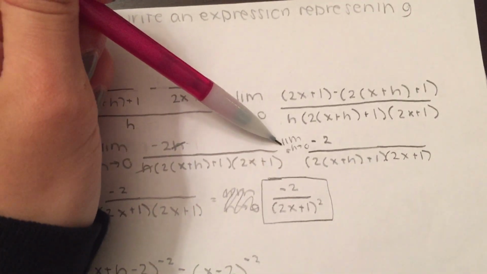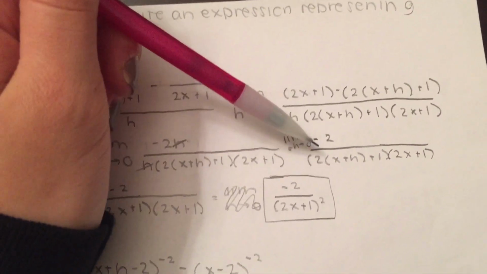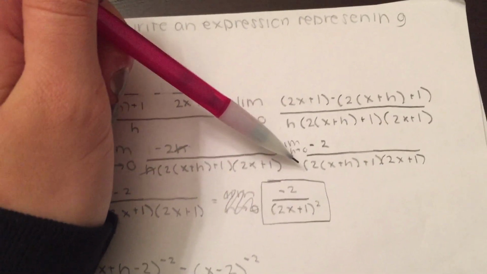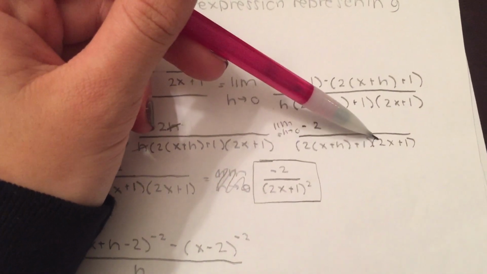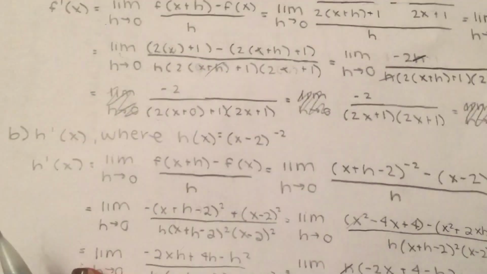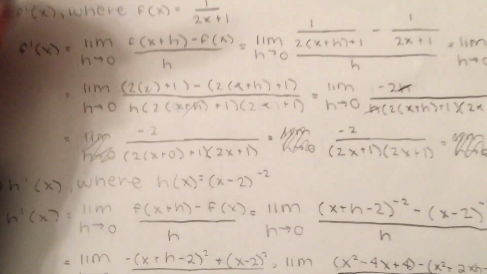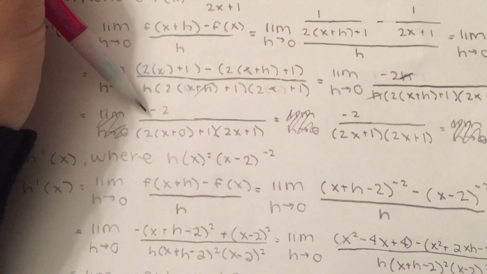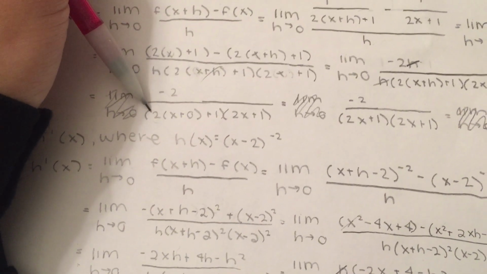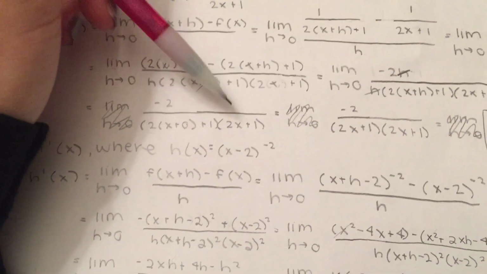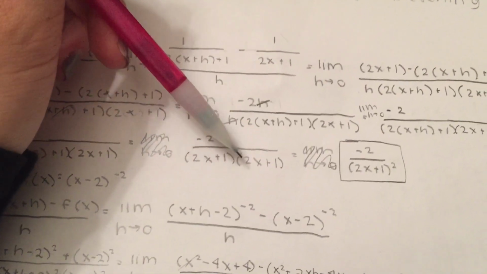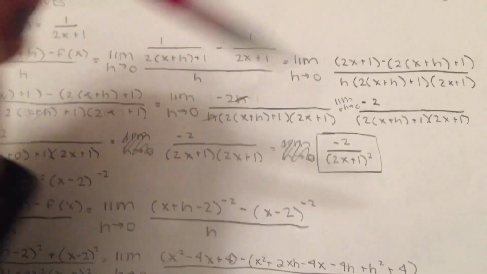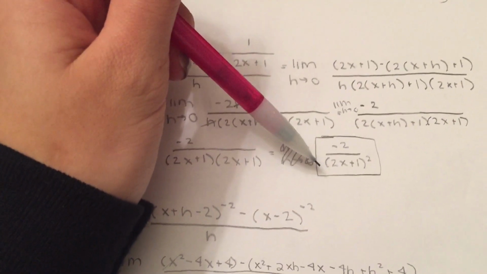It becomes the limit as h approaches 0 of negative 2 over 2 times (x plus h) plus 1 times 2x plus 1. Then we have to plug in 0 to solve for the limit. So it's negative 2 over 2x plus 0 plus 1 times 2x plus 1, which equals negative 2 over 2x plus 1 times 2x plus 1, which we can combine into our ultimate answer of negative 2 over (2x plus 1) squared.